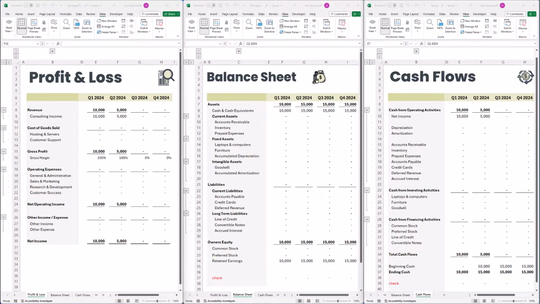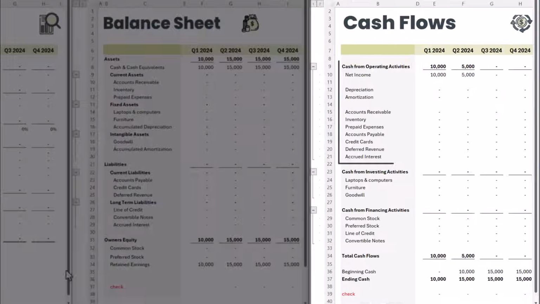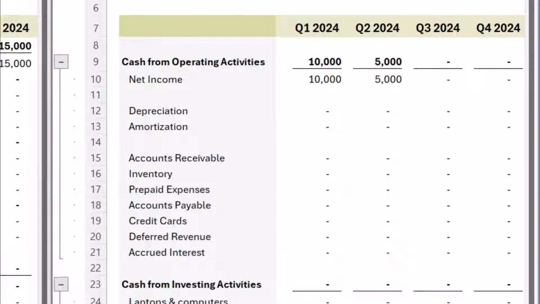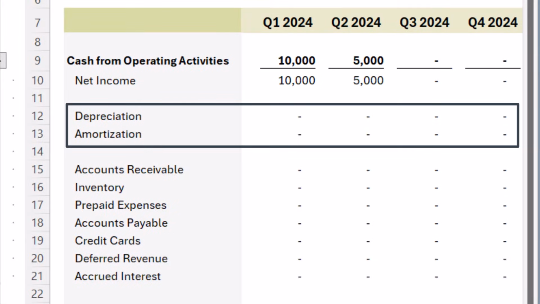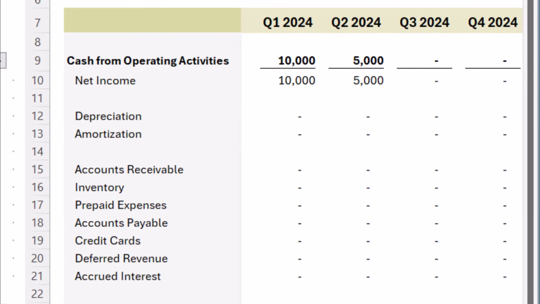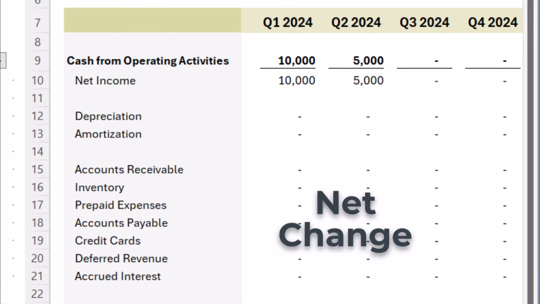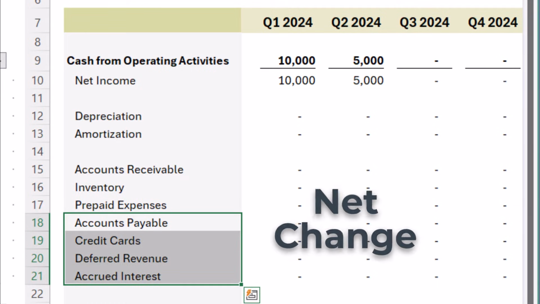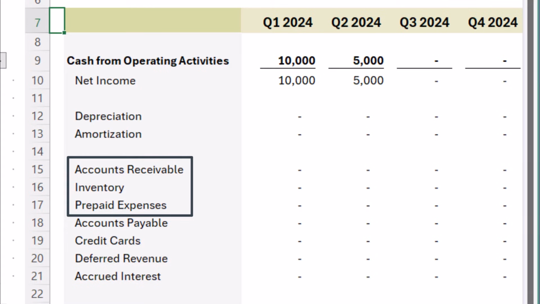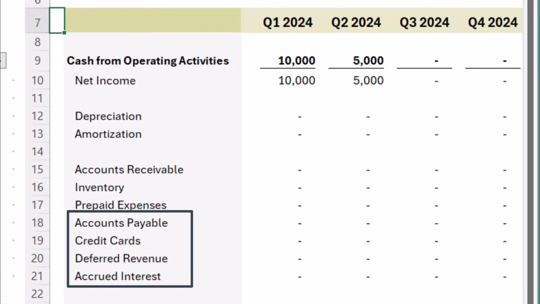Let's go over a textbook example of how exactly this all works. Recall that the statement of cash flows is separated by these three sections. Operating activities involves activities related to operating the business, which is why we start with net income and add depreciation and amortization, which is the wear and tear of our fixed and intangible assets. We'll also include the net change from our current assets and current liabilities from our balance sheet. These are assets that are expected to be converted to cash within 12 months and liabilities that are expected to be paid within 12 months.